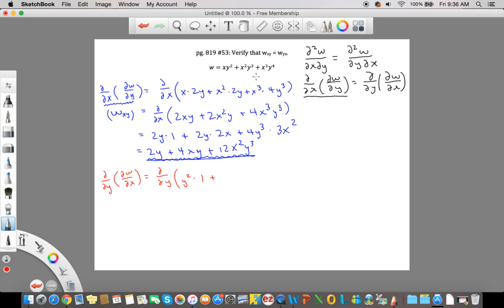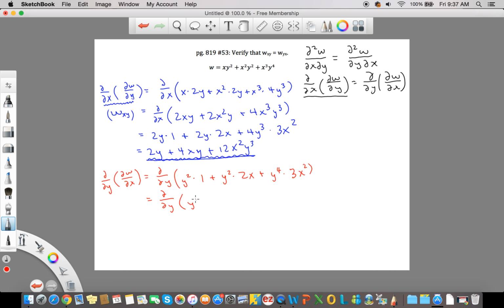Okay, to the second term. Y squared is going to be considered our constant. And the derivative of x squared with respect to x is going to be 2x. On to our final term. So y to the fourth is going to be considered constant because we're taking the derivative with respect to x of w. So we have y to the fourth here. And then finally, our derivative of x cubed with respect to x is going to be 3x squared.